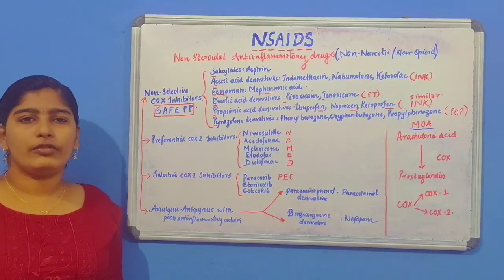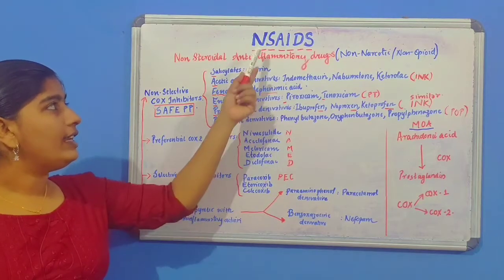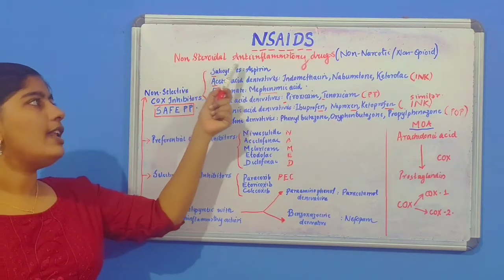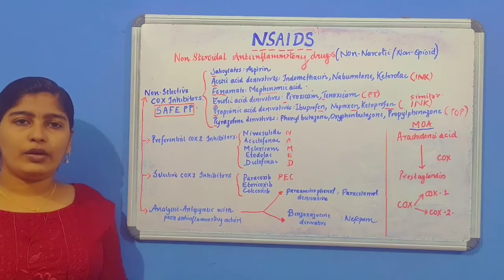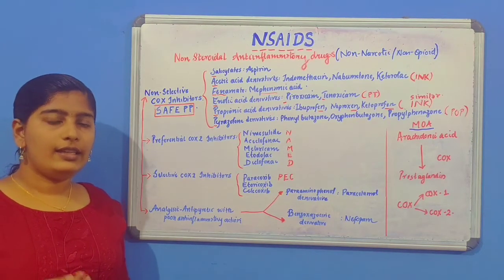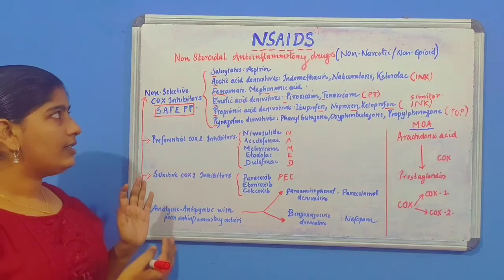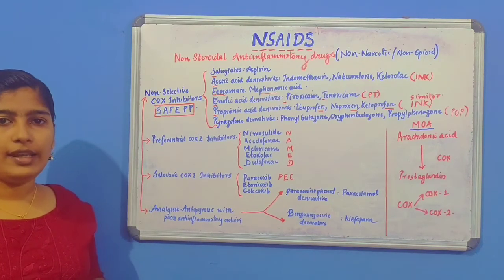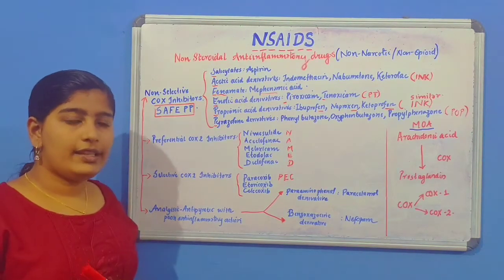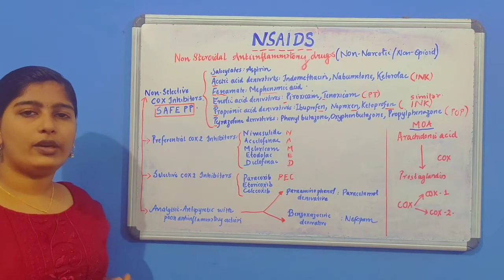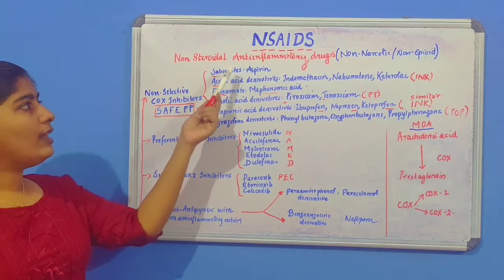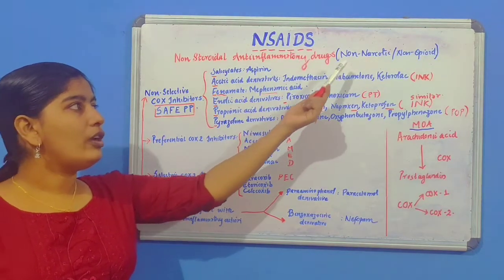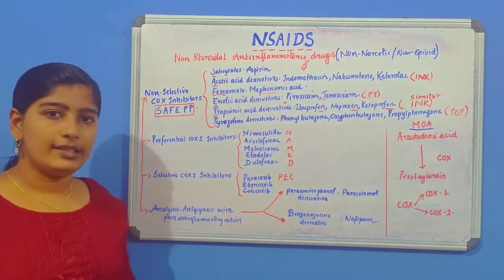Today we shall discuss a pharmacology topic, that is NSAIDs, non-steroidal anti-inflammatory drugs. In the previous class I discussed opioid analgesics. In that class it was discussed what analgesia means and what the two types of analgesia are, that is narcotic and non-narcotic, and what the differences between them are. So here, NSAIDs or non-steroidal anti-inflammatory drugs are the non-narcotic or non-opioid analgesics.